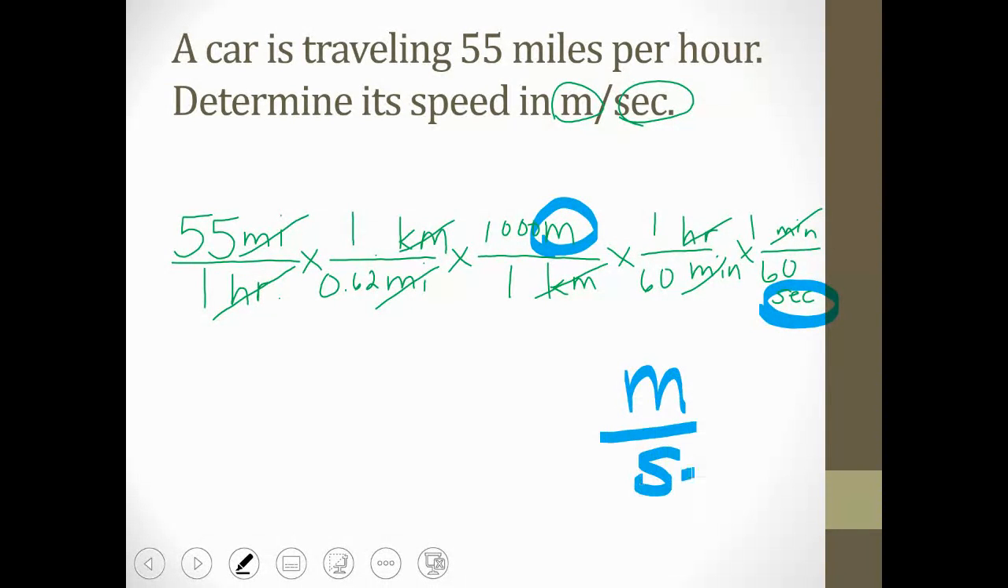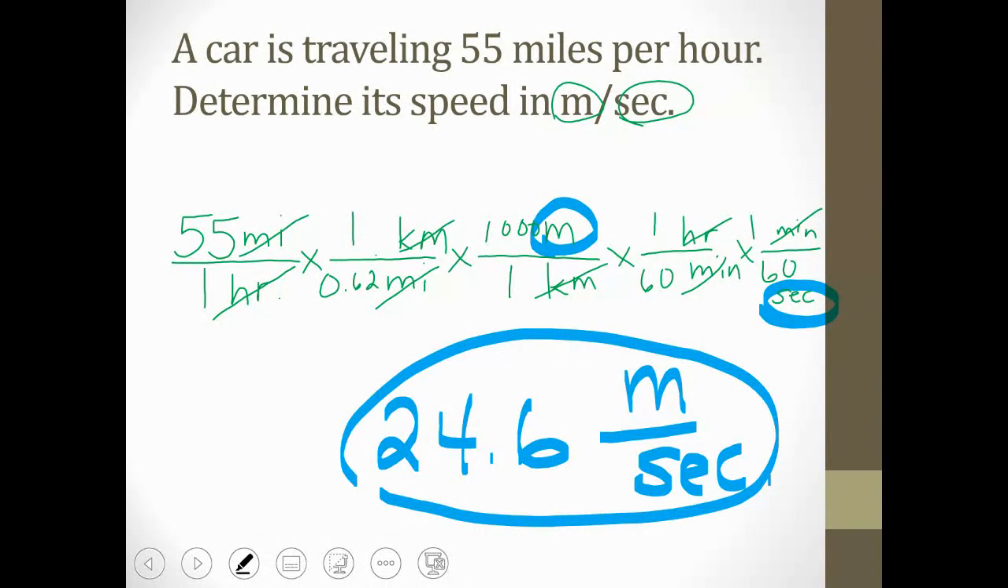So my answer has units of meters per second. And to solve this, I will take 55, I will divide by 0.62, I will multiply by 1,000, I will divide by 60, and I would divide by 60 again. And I would get 24.6 meters per second. That is exactly the same speed as 55 miles per hour. It's just expressed in a different unit.